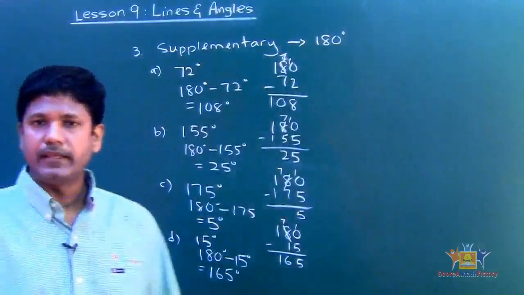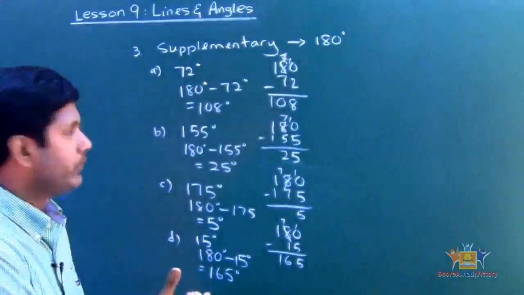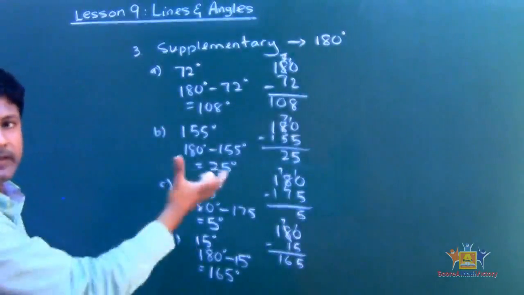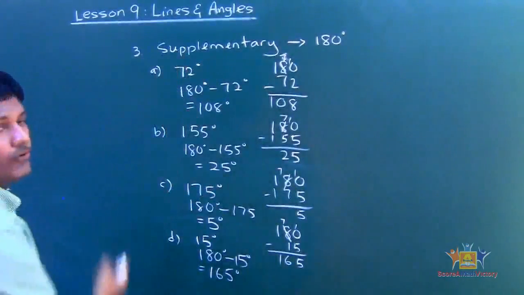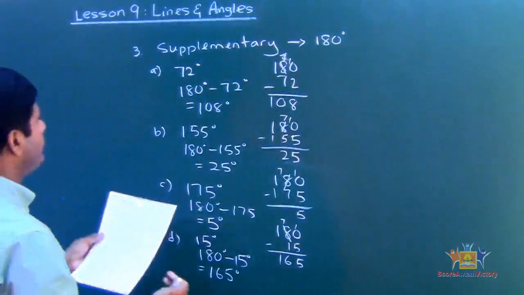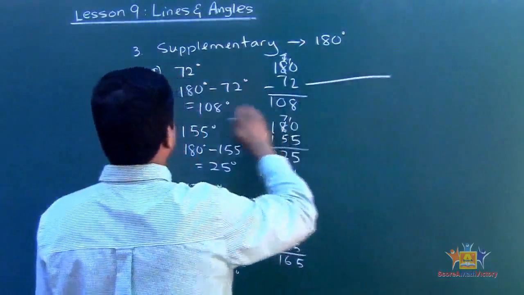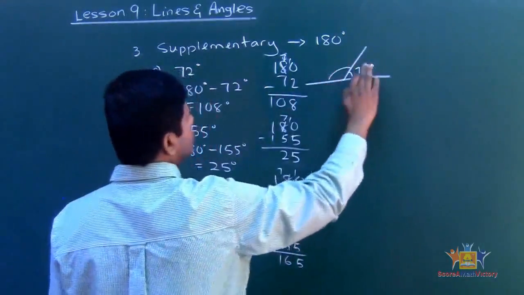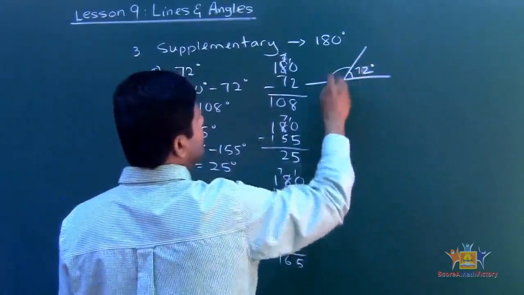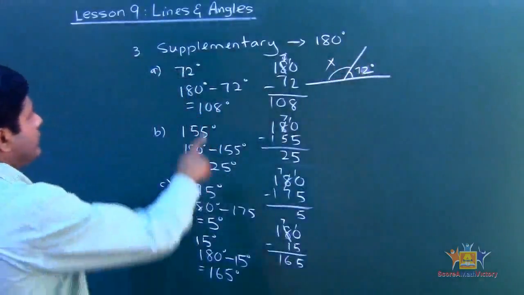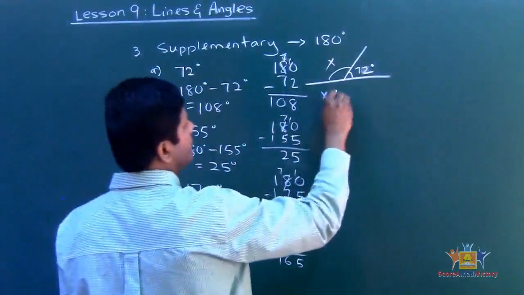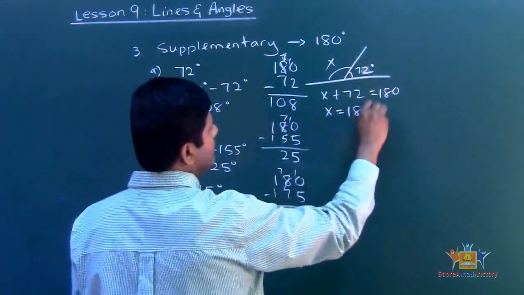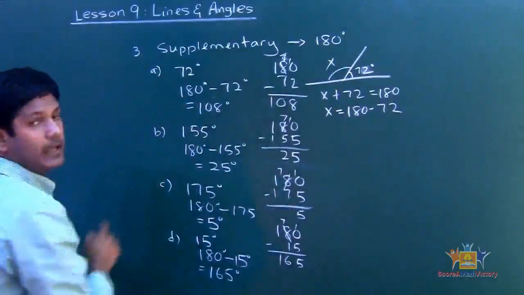See that? The key thing I want you to understand from this problem is what? Supplementary, you're dealing with 180. I didn't give you the diagram. I just told you, and you already know how to do it. If you put a diagram, it would be in a straight line. If this is 72 degrees, what is x? And you know that x plus 72 equals 180, and you're looking for x. So 180 minus 72.